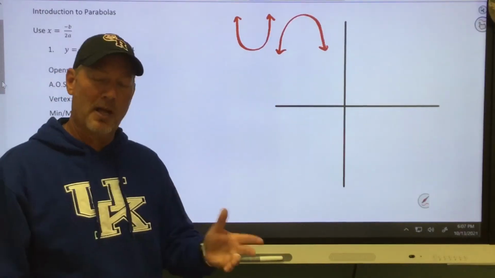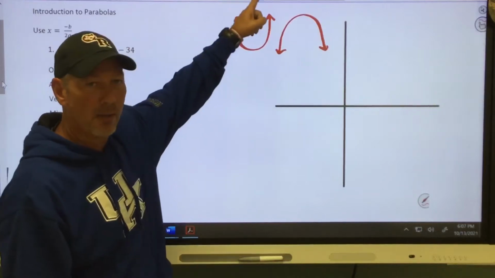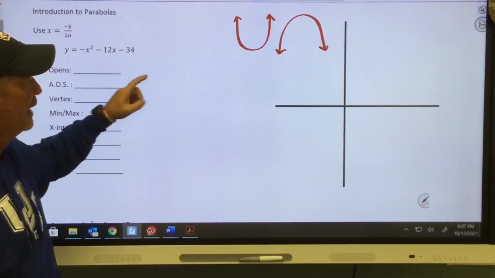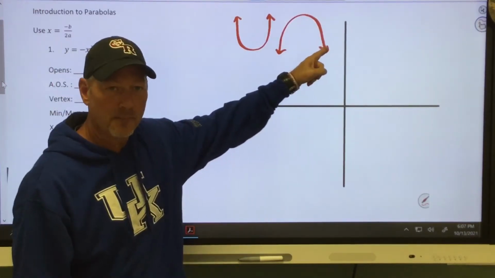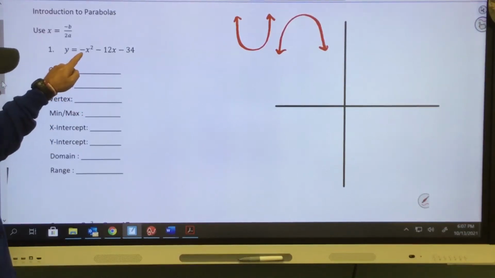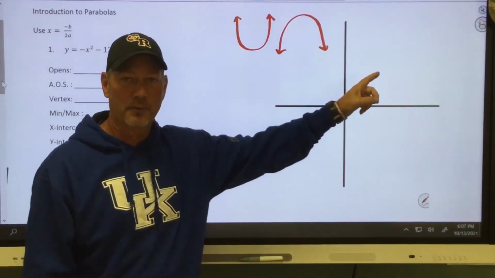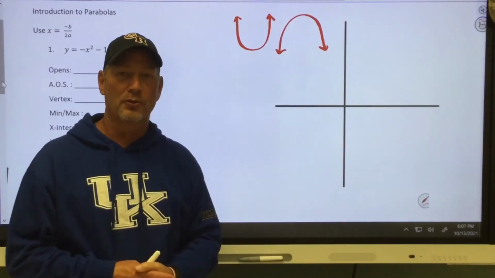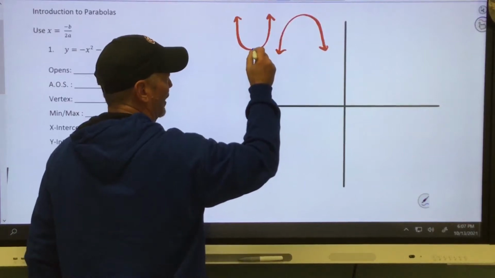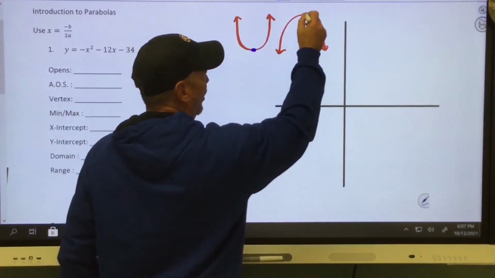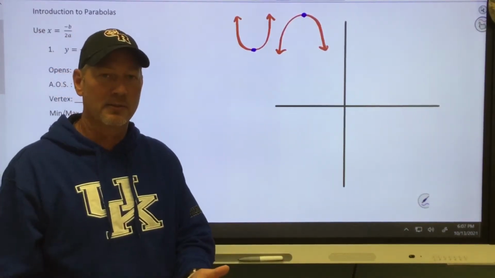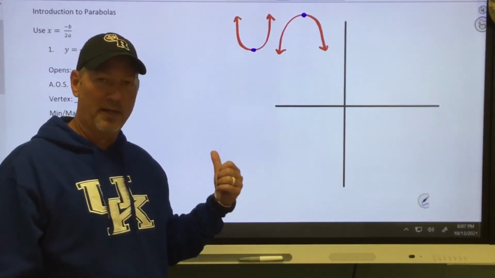I don't know if you remember this in Algebra 1, but if we open up, that means our a value was positive. If we open downward, my a value is negative. So in my first problem, my a value is negative, so this is going to open downward. Another thing they taught you is that you're going to have a point at the lowest point or at the highest point. That point is called your vertex, and we're going to show you how to find it.